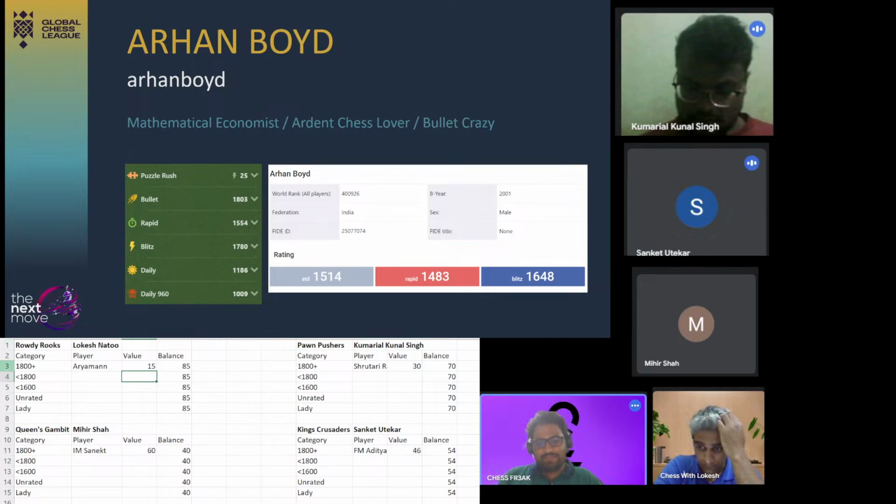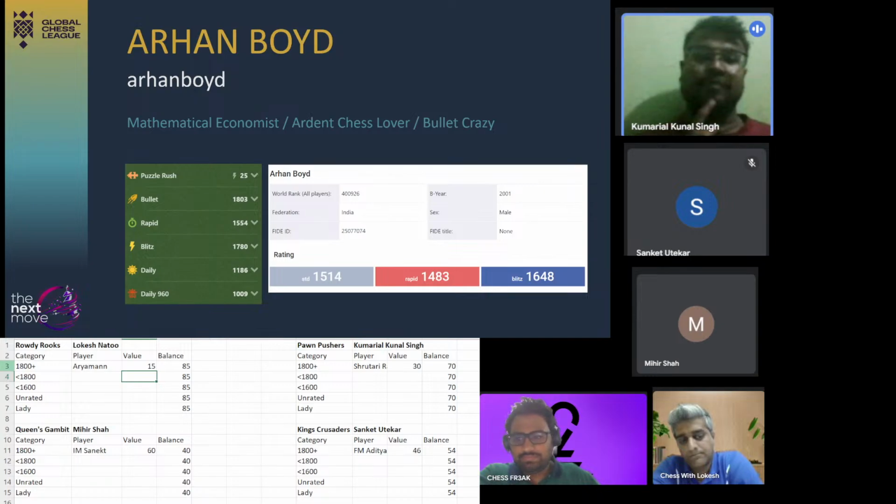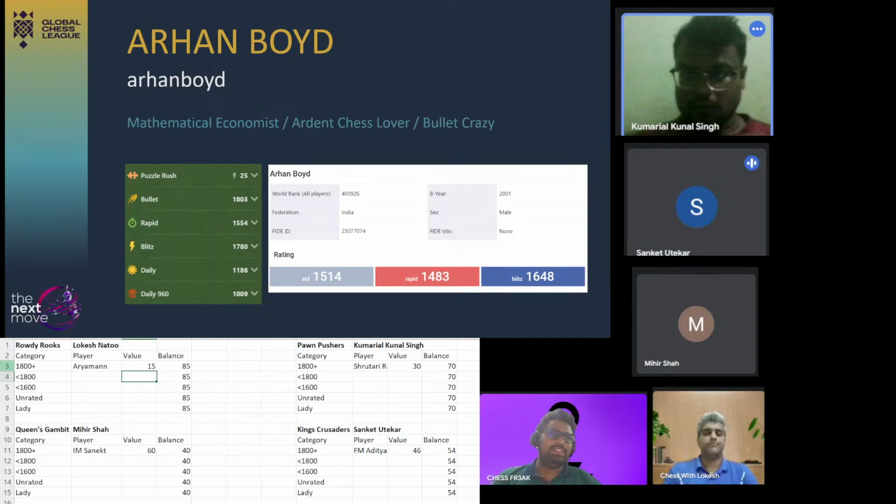12 points by Kings Crusaders for Aaron Boyd, 20. Sanket. 20 points by Lokesh Natu. Rowdy Rooks taking charge over here. 20 points, Aaron Boyd, to Rowdy Rooks, Lokesh Natu. Do we see any more bids for Aaron Boyd at 20? Do we see more bids? 20 going once, Aaron Boyd, to Rowdy Rooks. Do I see any bids?